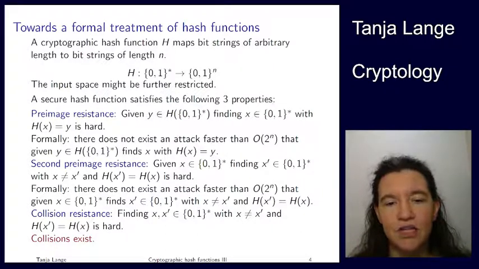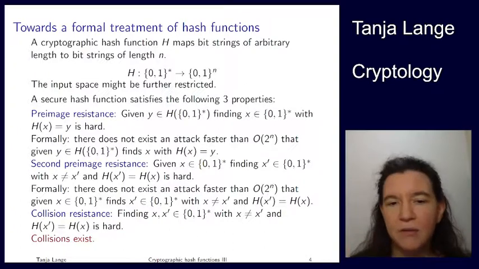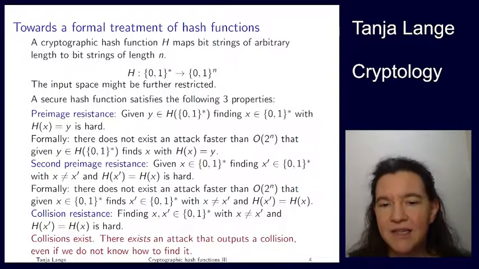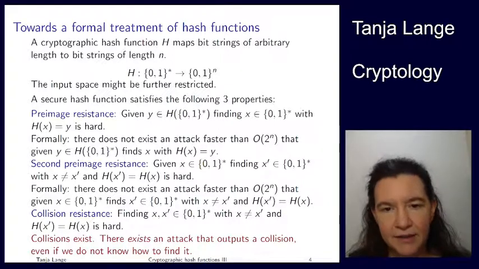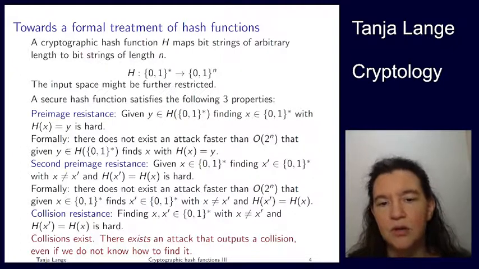You can have just the algorithm x, x' for any inputs, pick a finite subspace, take all of those and just output them. And then one of those algorithms actually gives a collision. So there does exist an algorithm that outputs a collision. We just don't know how to find it. But if you're talking about the set of algorithms, these algorithms do exist.